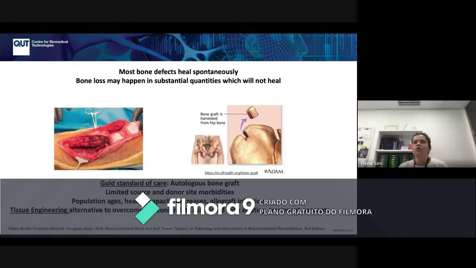Bone is a well-structured tissue with a remarkable capacity of healing. However, when a defect occurs in a large quantity, your body cannot heal without clinical intervention. Currently, the gold standard of care in the clinics is the autologous bone graft, which is a graft that's harvested from the hip, from your own body. However, it has a limited source and donor site morbidities.